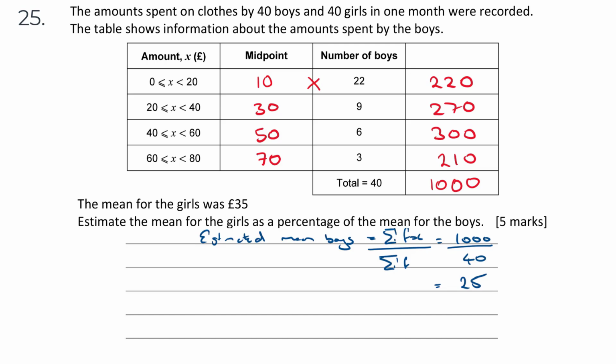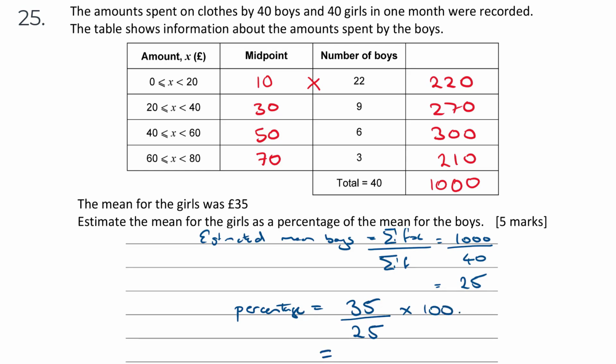The mean for the girls was 35. Estimate the mean for the girls as a percentage of the mean for the boys. If you're expressing one number as a percentage of the other, then the number that you are talking about first is the top number, and the number you're talking about second is the bottom number. So the percentage is going to be the mean for the girls, which is 35, divided by the mean for the boys, which is 25, and we're going to have to turn that into a percentage.